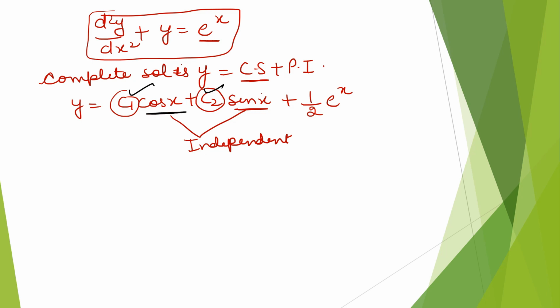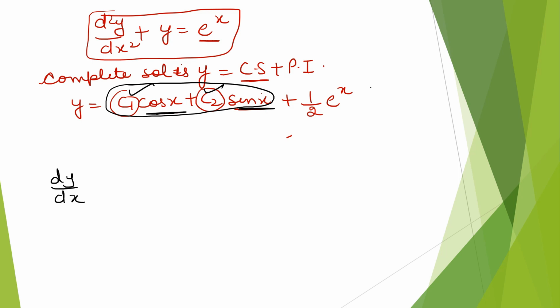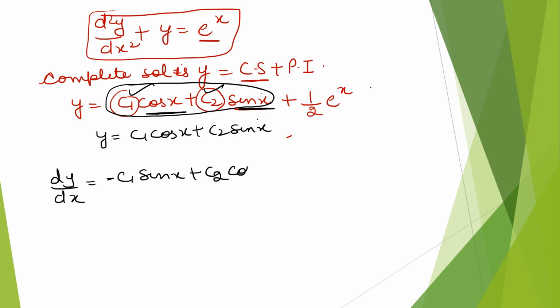Yes, we have one independent solution is this, another is this. Now if I take this as the solution, what will you get? So what is dy over dx here? If I take y is equal to c1 cos x plus c2 sin x, this is just a complementary solution. If I don't take this particular integral, what will you get? Dy over dx will be c1 into minus sin x plus c2 cos x, right?